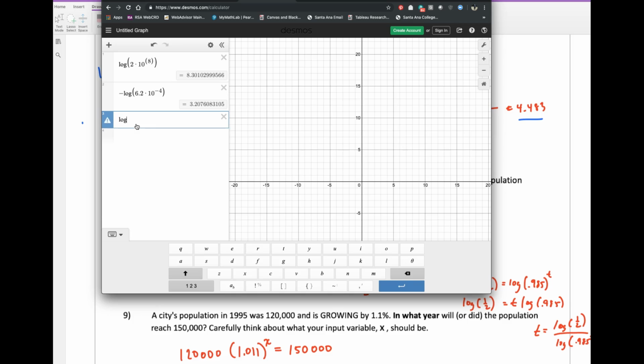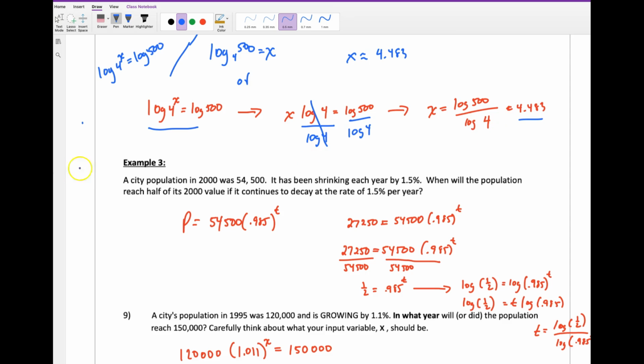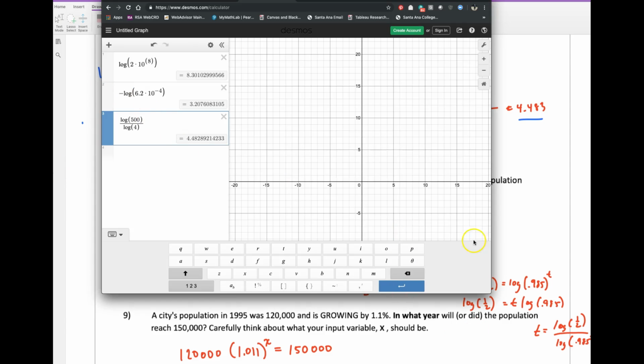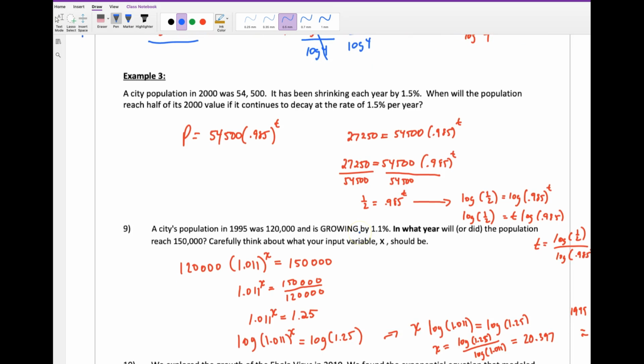So you can see log of 500, log of 4. You can see 4.483. So that is how you would get that answer there. There you go. And so now we can answer questions using what we learned in exponential equations.